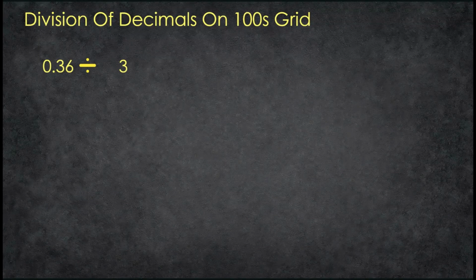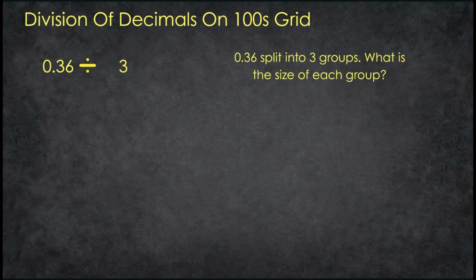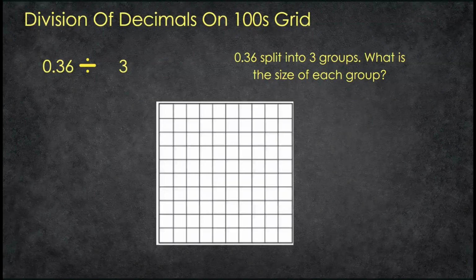I have 36 hundredths, and I'm going to be making 3 equal groups, and I want to figure out what is going to be the size of each of these groups. So 36 hundredths split into 3 equal groups. So I take my decimal grid, I'm going to fill in my total, which is 36 hundredths. So there's 30 hundredths, and there's my 6 hundredths. And I want to see if I split this up into 3 equal groups, what is going to be the size of each of those groups?